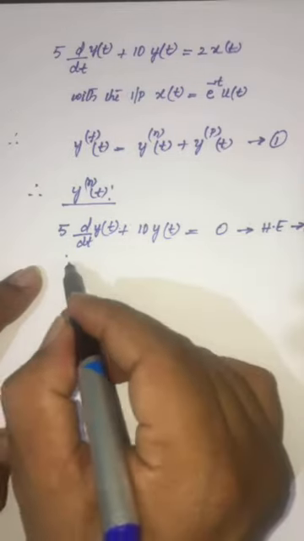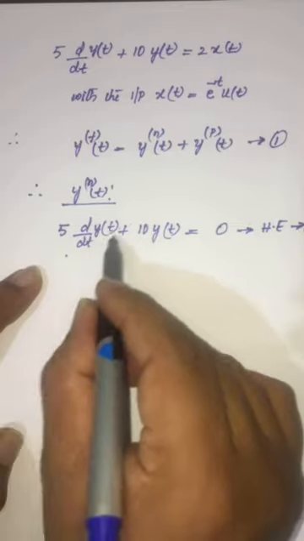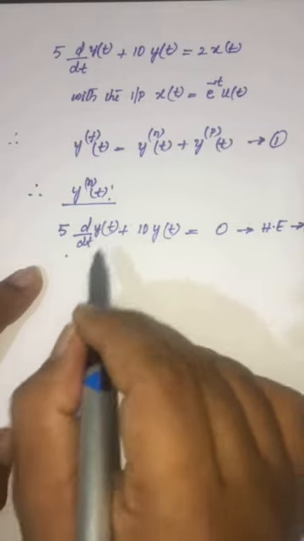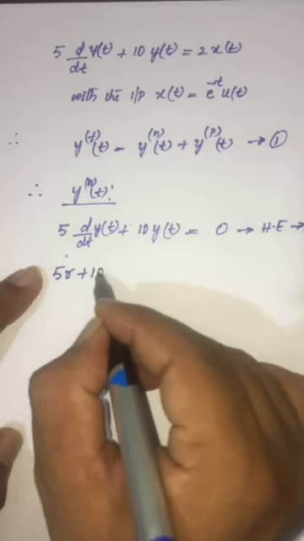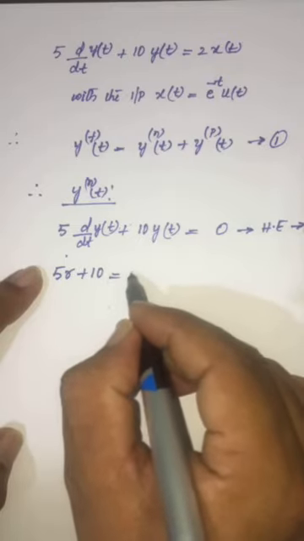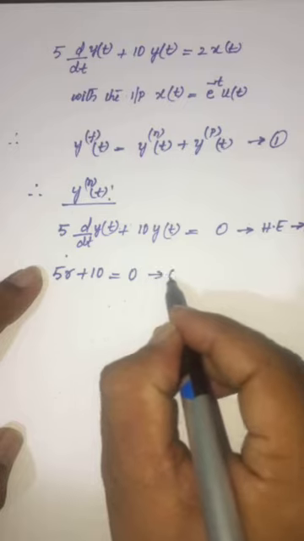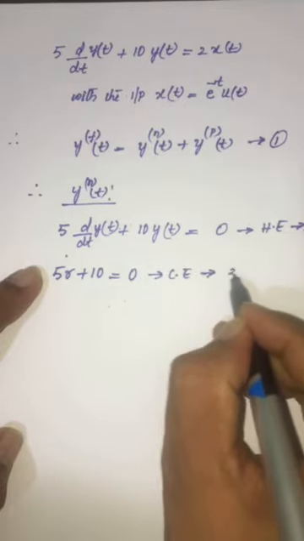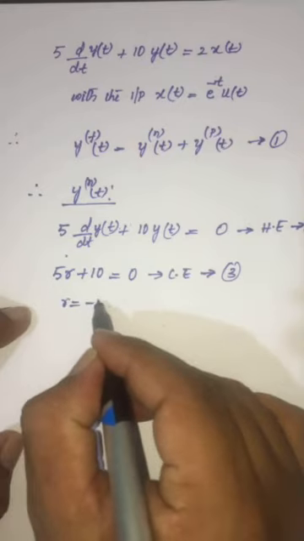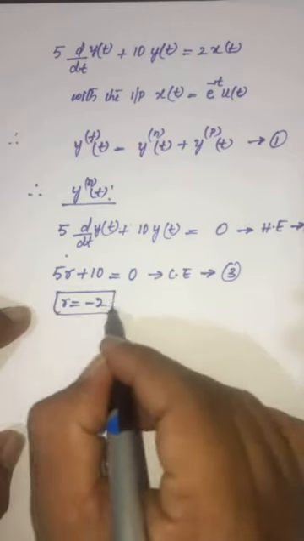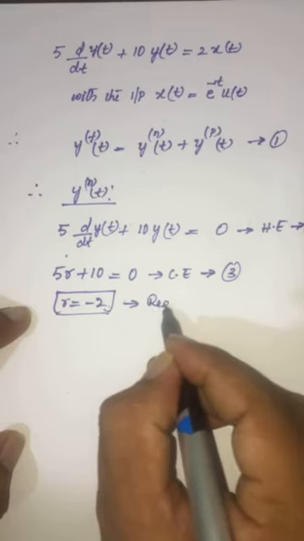Right, now I need to obtain the characteristic equation upon substituting the differentials by its equivalent r to the power of k. Therefore 5 r to the power of 1 plus 10 r to the power of 0 is equal to 0. Now this is the characteristic equation and let it be equation 3. Upon solving this equation, I will be getting r is equal to minus 2, where the root is real and distinct.